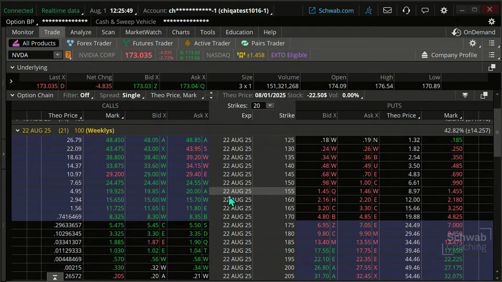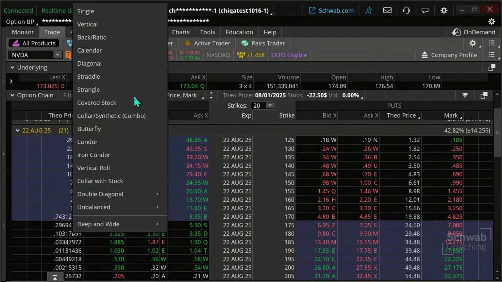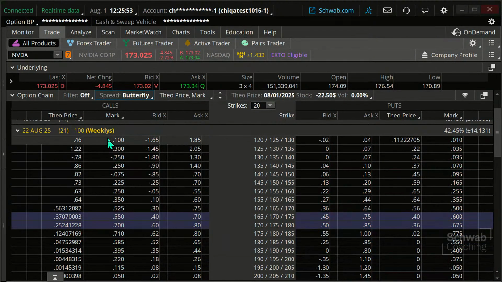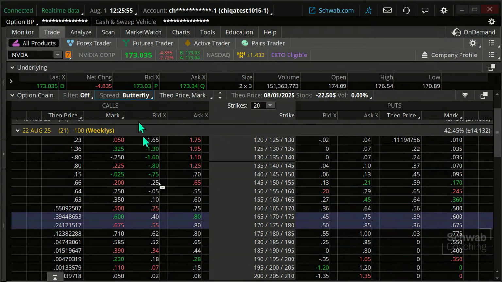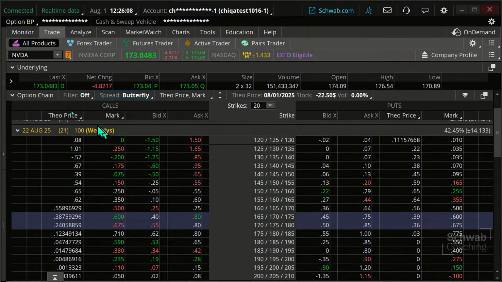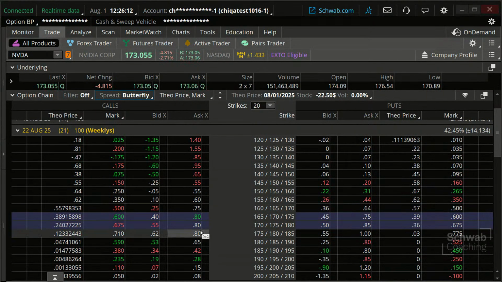So what I'm going to do is switch this to a butterfly first of all. Butterfly spread. Okay, we've got a butterfly spread. Now, some of you are going, butterfly spreads are neutral spreads. Well, yeah, sort of. We're going to skew it up a little bit. First of all, we're going to shift the strikes up a little bit above where we're at. We're at 173 right now. I'm going to put the middle strike at 180. So I'm just going to click on this.